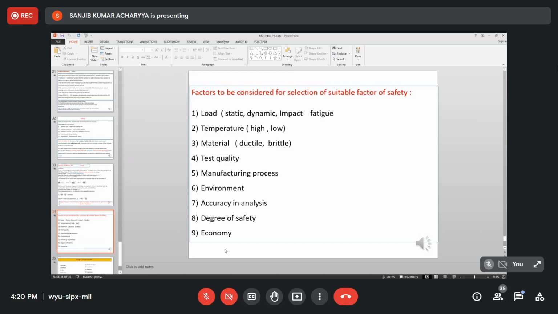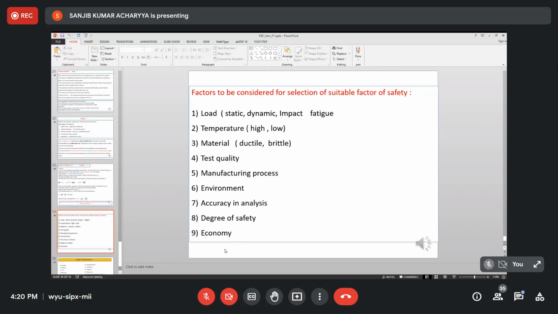Last of all, two factors. Degree of safety. Suppose a cable is designed, one to be used for material handling and another to be used for a lift. All other aspects remaining the same. For which cable should you use a higher factor of safety? So in the case of the lift, because here human life is involved. So the degree of safety will be determined by the particular application.